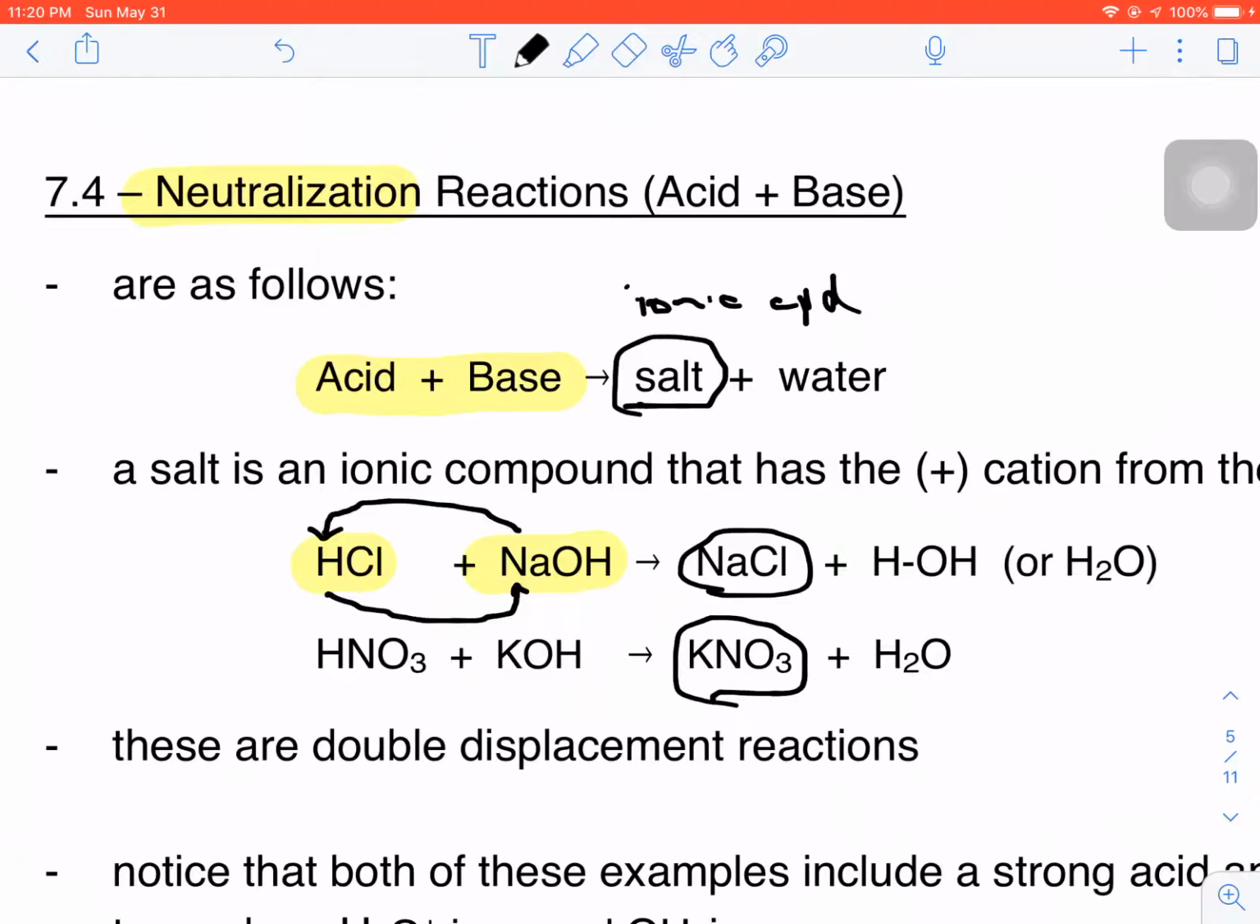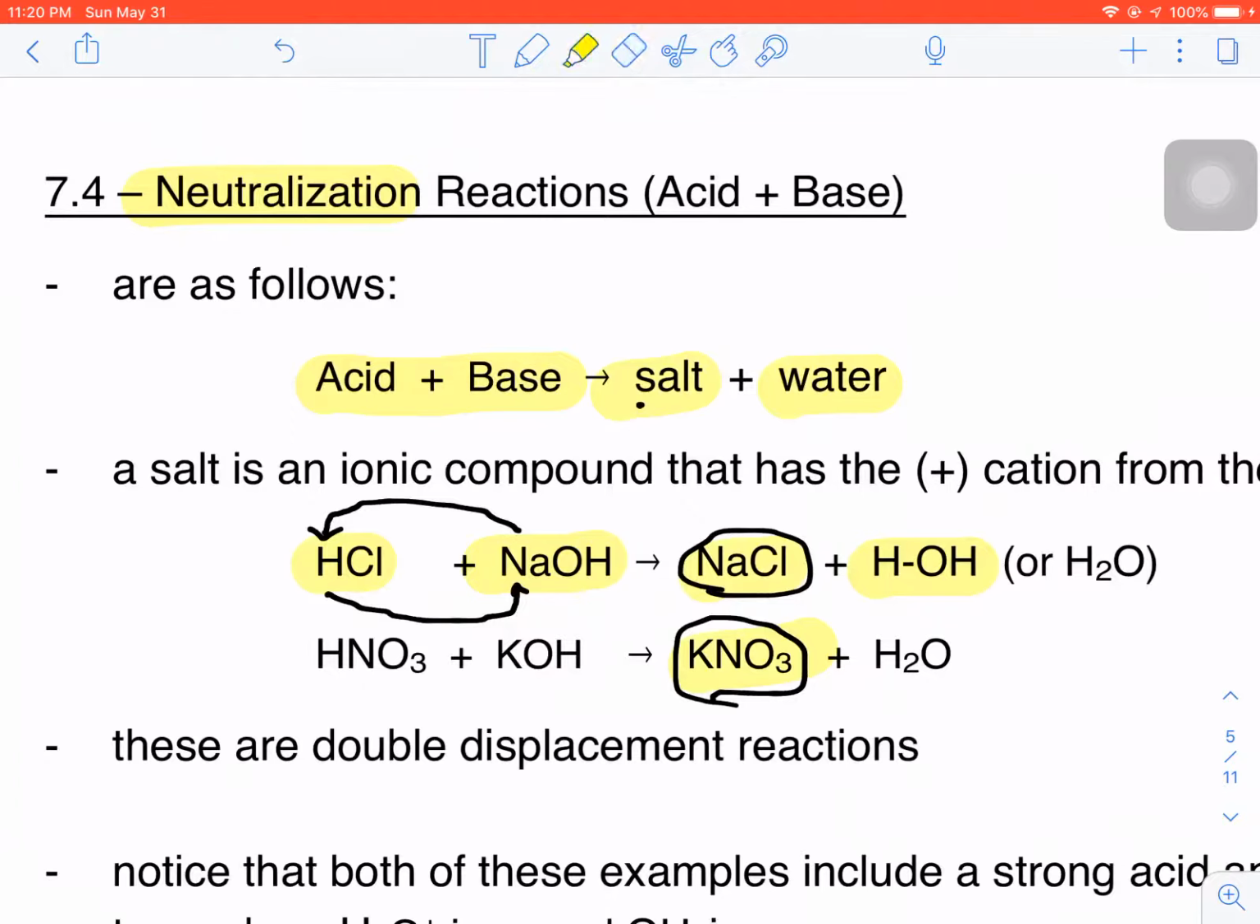So the reaction says whenever an acid reacts with a base, I'm always going to get water and some ionic compound, right? Which we're going to call a salt. Okay, so that's our basic formula. Acid plus base makes salt plus water.